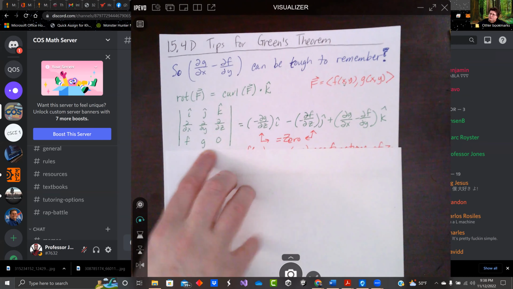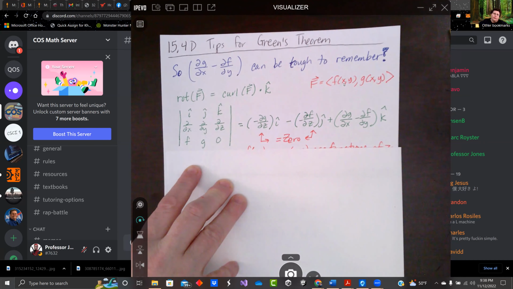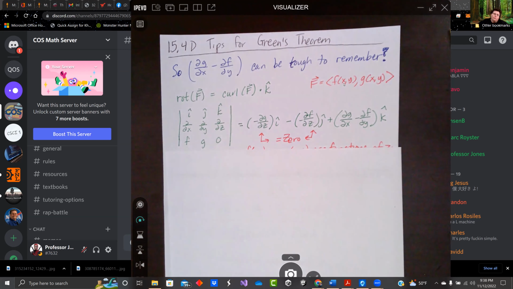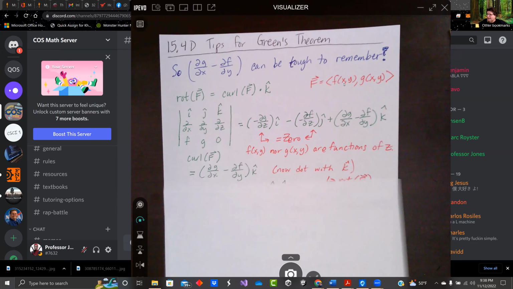This is the same thing as what I've been referring to as the rotation around f, which is like the 2D version of the curl. But when we write it out explicitly, we get negative dg dz for the i component and df dz for the j component. G and f are functions of x and y only. They are not functions of z. So the partial derivative with respect to z is 0. And the only thing we have left from the curl is dg dx minus df dy.